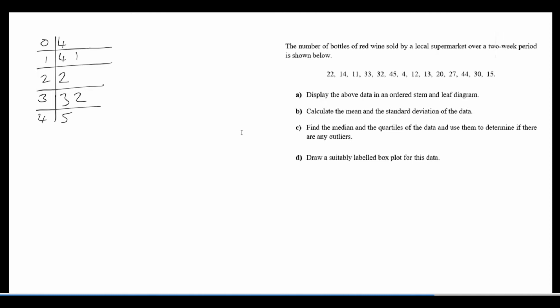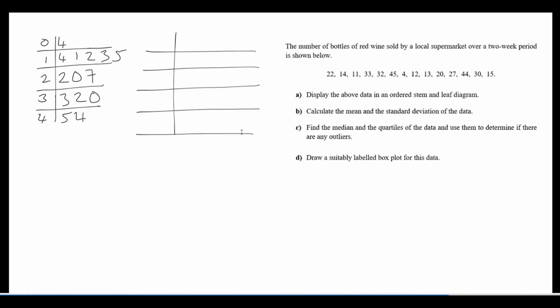4 is going to go at the very top with a 0 in the tens column. And then we'll fill in the rest of the values. So 12, 13, 20, 27, 44, 30, and 15. Okay, from here I can just quickly order each of these rows individually. It's a lot easier than trying to order the whole list of numbers at the very beginning.